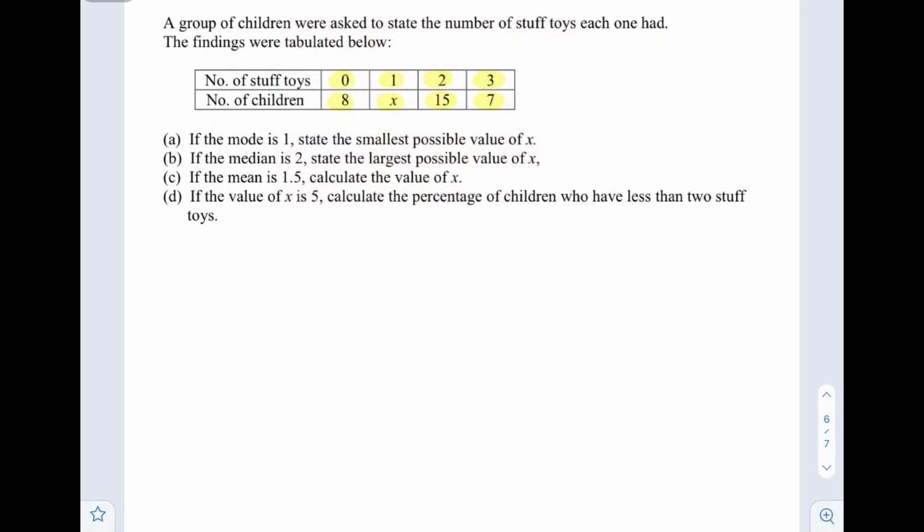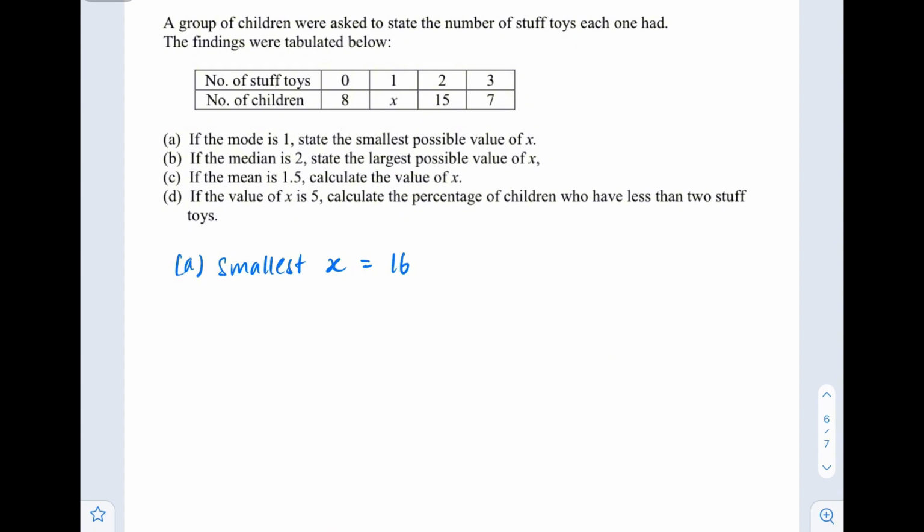So the mode is 1 means that most number of children have only 1 stuffed toy. So what is the smallest possible value of X? For 1 to be the mode, it means that X has to be the largest number in terms of number of children, right? So we can see here that the next largest is 15. So therefore, X must be anything that is more than 15. But the question asks for the smallest X. So X has to be 16.